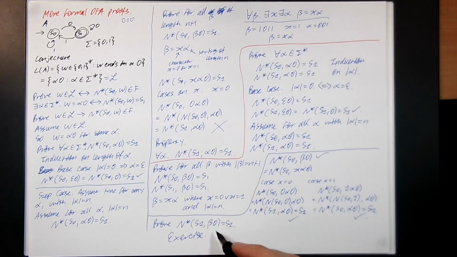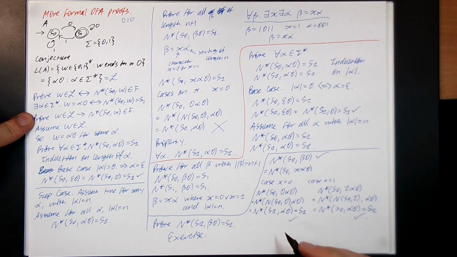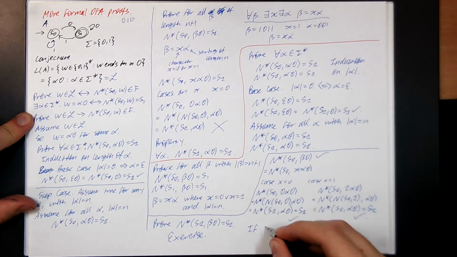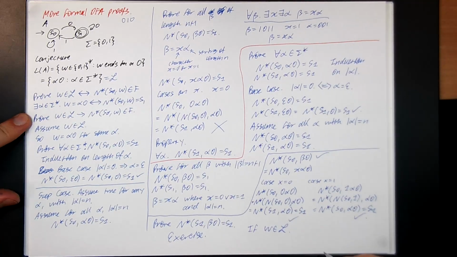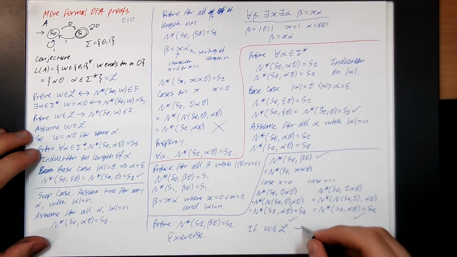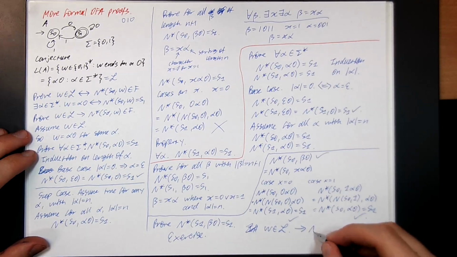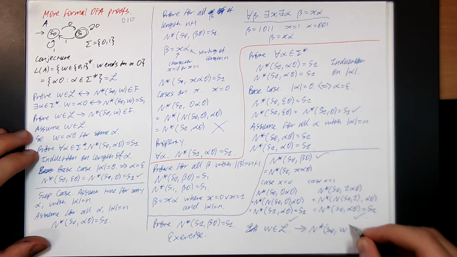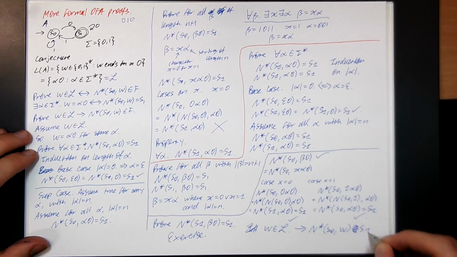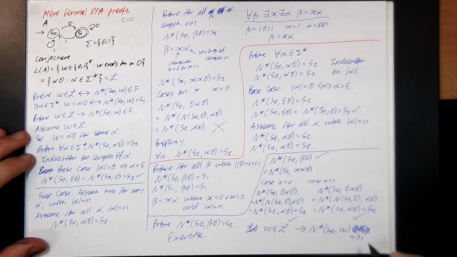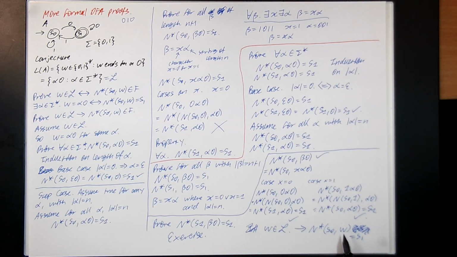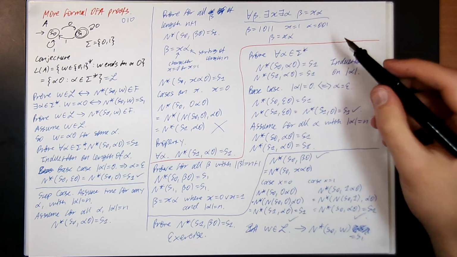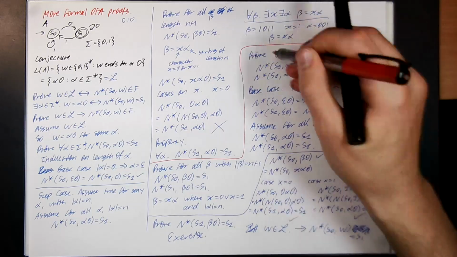Okay? And so assuming you've done that, then what have we shown? We've shown that if w is in the language, or w is in curly L, then w is accepted, right? N star S0 w is equal to S1. And how do we do that? Well, we proved a stronger property, right? We proved this property here. I'll put it in a little box.